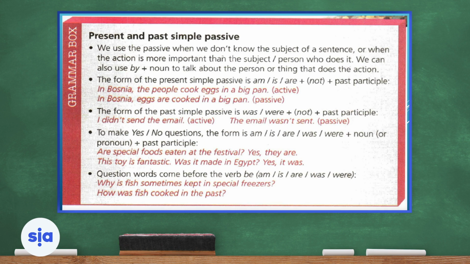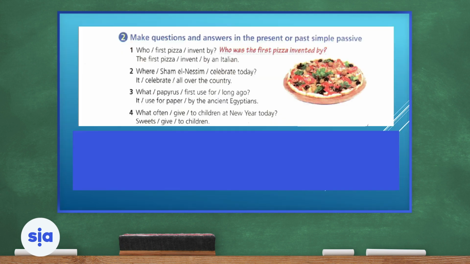Let's move on to question words. Question words come before the verb be, which is am, is, are, was, were. Why is fish sometimes kept in special freezers? How was fish cooked in the past? Those are examples of question words that come before the verb be.